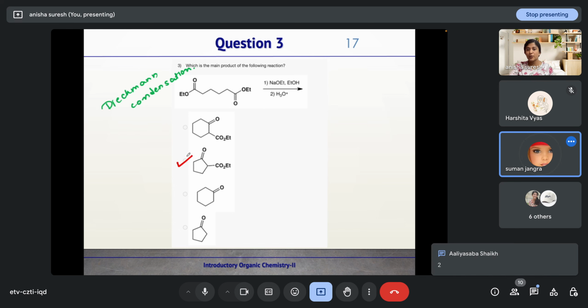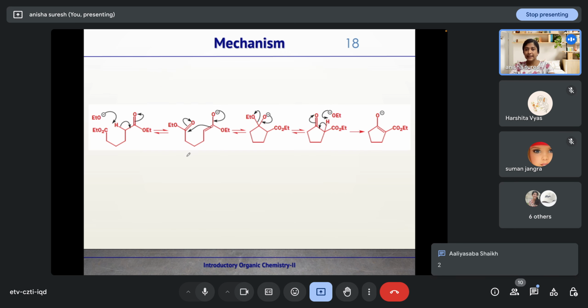D. Yeah, 2 is the right answer. So we will see the mechanism. So this is our starting material. In the presence of a base like NaOEt, so OEt minus will be acting as a base. It can abstract this proton, lead to formation of this enolate, and this O minus will fall back, and this carbon-carbon double bond will go and attack on this ester, leading to formation of this tetrahedral intermediate. And this upon falling back, this OEt will get removed, and we will get this product.